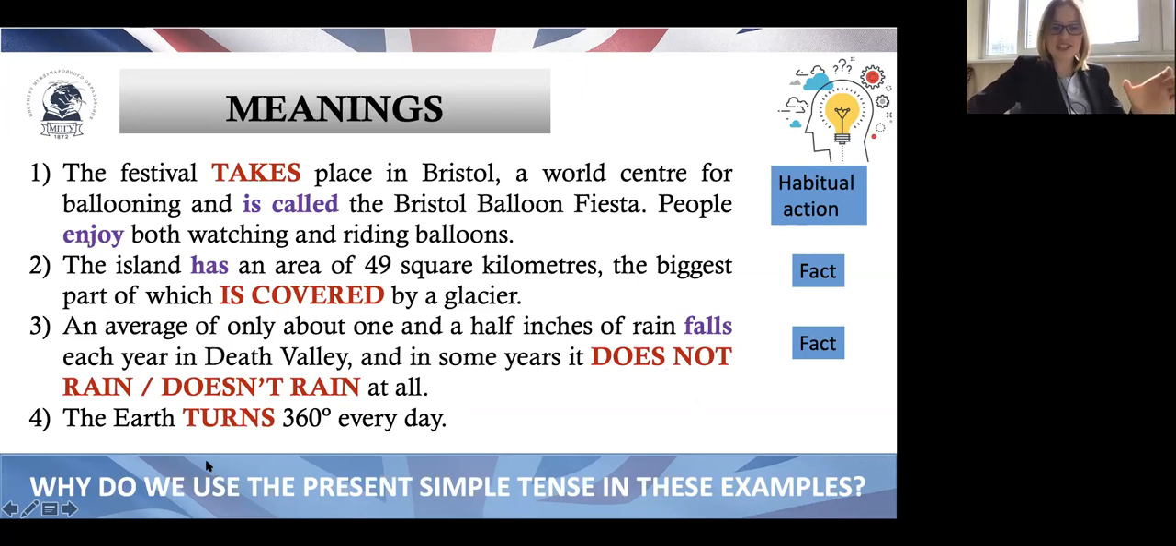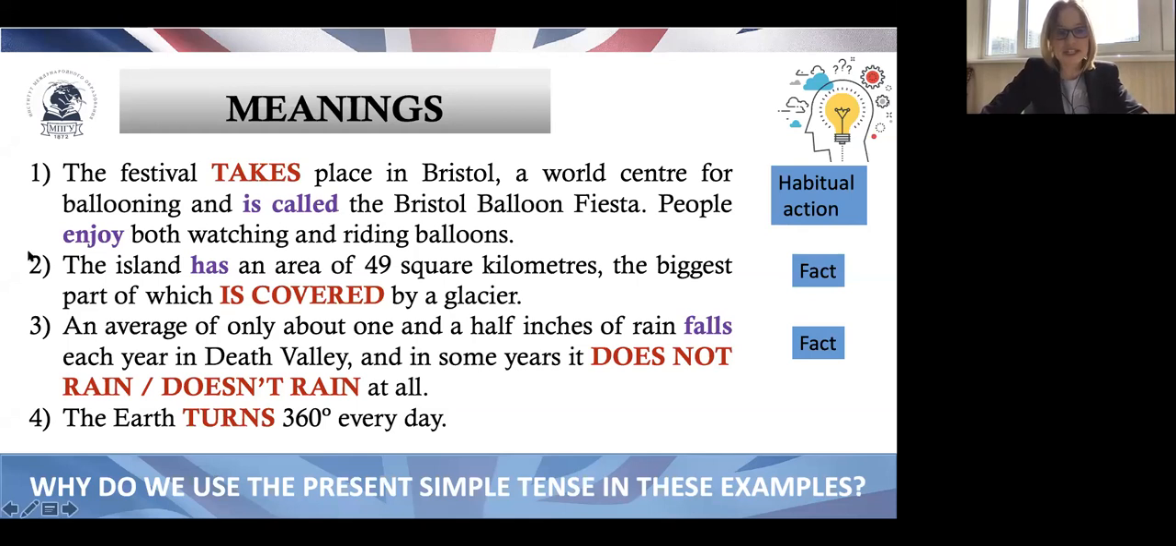The Earth turns 360 degrees every day. We can consider it as the law of nature. It is true for the past. It is true for the present. It is true for the future. Undeniable fact. That's why we say that this is the third meaning.